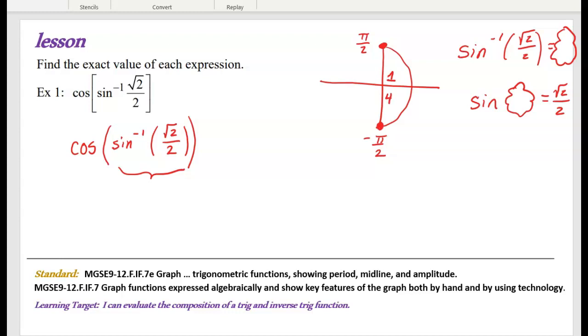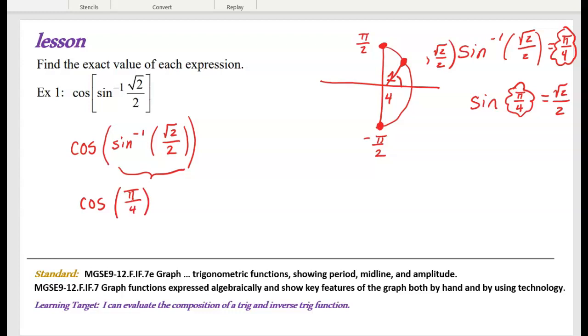So when you see sine inverse of root 2 over 2, that means my y-coordinate is root 2 over 2 on the unit circle. And what's the angle? Well, my hope is that you know when the y-coordinate is root 2 over 2, the angle is pi over 4 in the first quadrant. So sine inverse of root 2 over 2 is pi over 4.